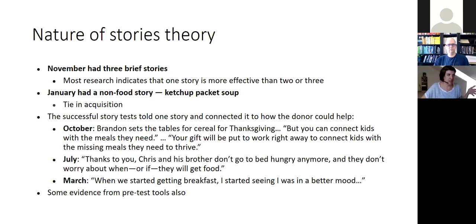And so the November and January stories are contrasted with these successful story tests that told one story and connected it to how the donor could help. So like October, Brandon sets the tables for cereal for Thanksgiving, and then we pivoted into the call to action, which was, but you can connect kids with the meals that they need. Your gift will be put to work right away to connect kids with the missing meals they need to thrive. So really making sure that we are following that through line, and when we're telling a story, making it about one kid, making sure that we are talking about the donor's impact on these kids' lives and tying that all together with the call to action. And you can help more kids when you donate today.